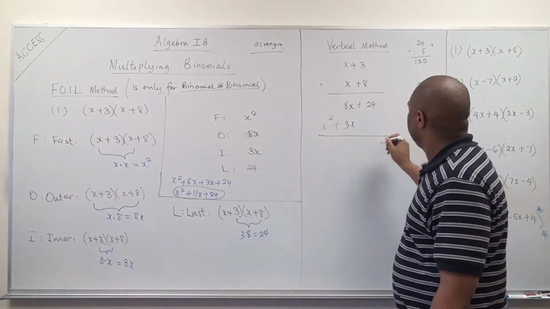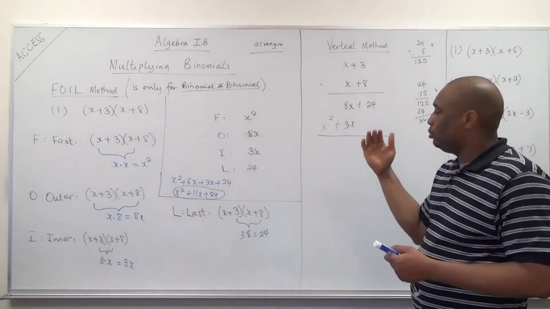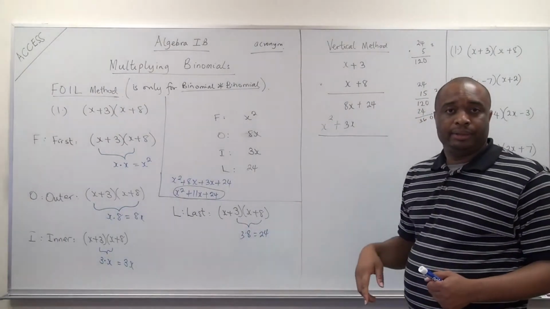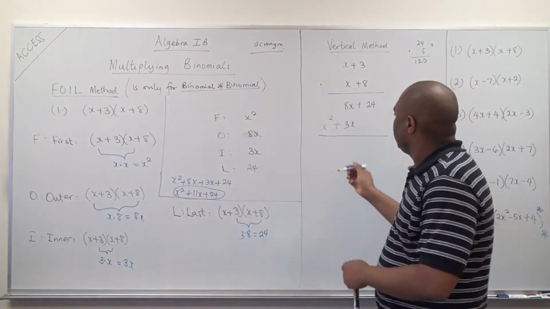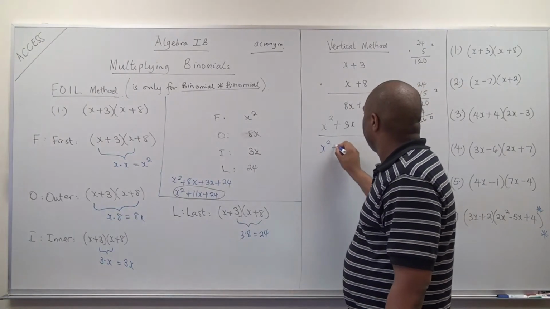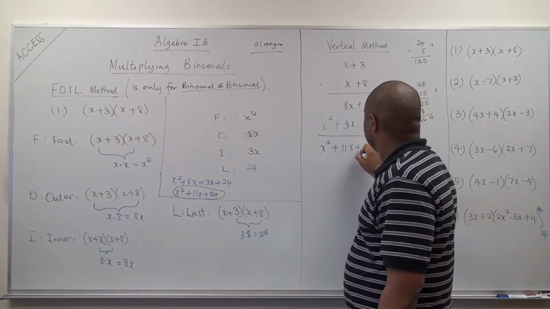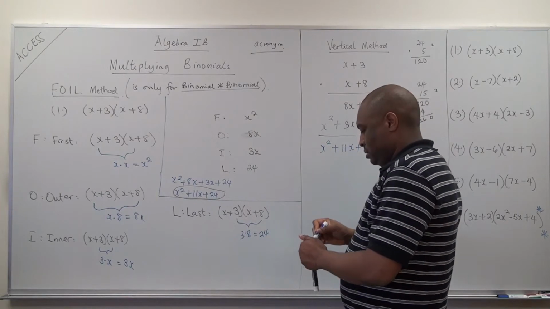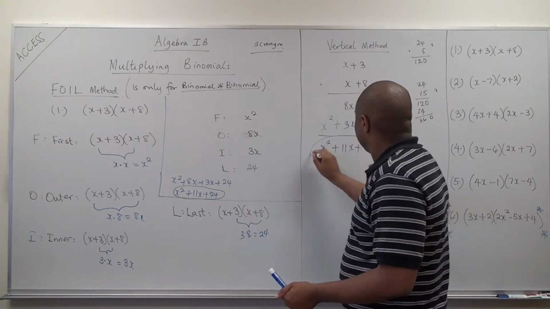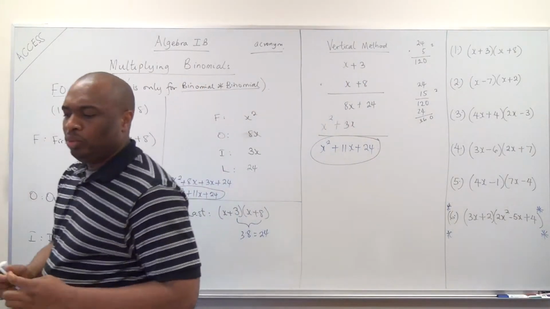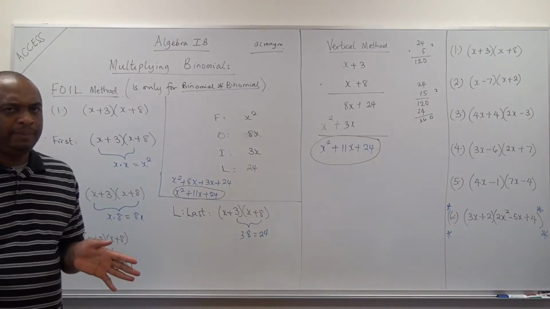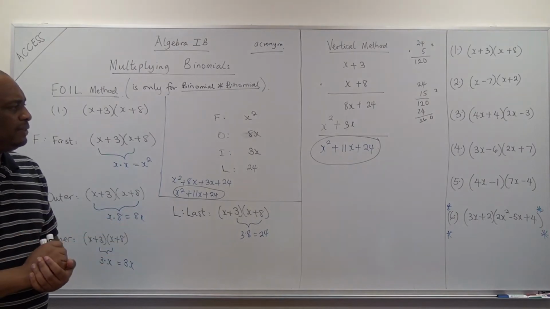And then you now bring down, just like you would do ordinary multiplication in arithmetic. So this is now x squared plus 11x plus 24, and this gives you the answer with the vertical method. So whichever method is good, that's fine.